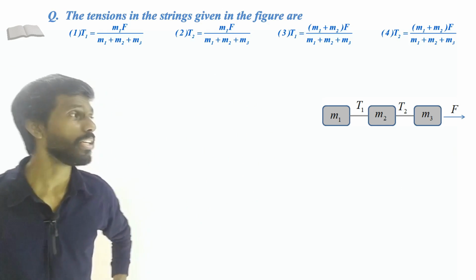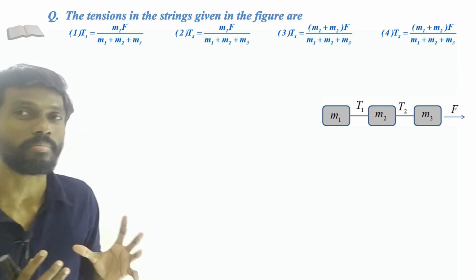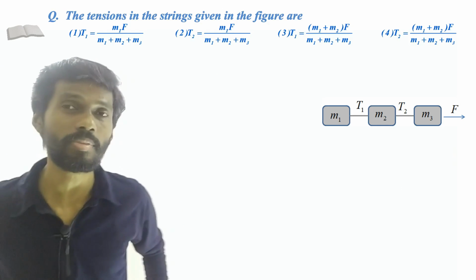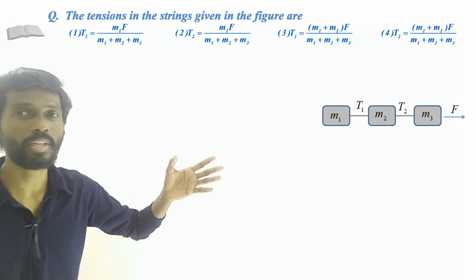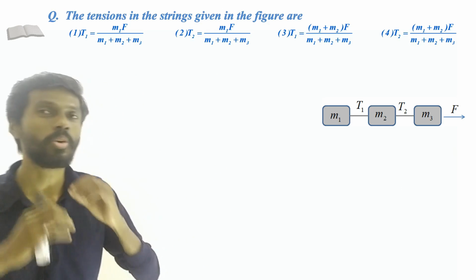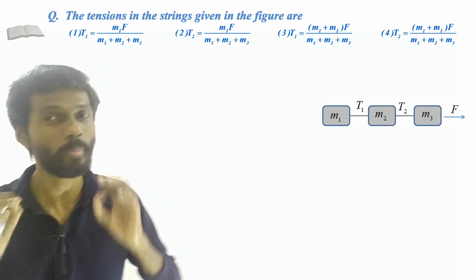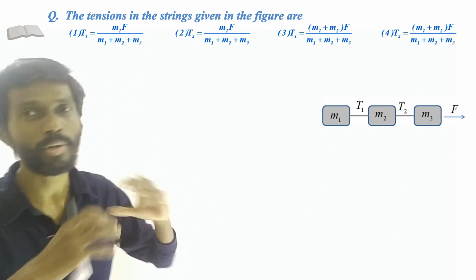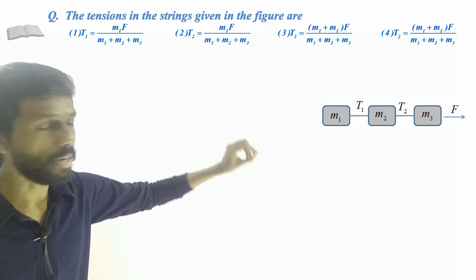First of all, we will consider the whole thing as one system, all the 3 blocks put together as one system. So what is the total mass of the system? M1 plus M2 plus M3. We don't consider the mass of the string because it is massless, like I told you, so we will consider all the strings henceforth to be massless. That means tension is constant throughout its length and no mass at all.